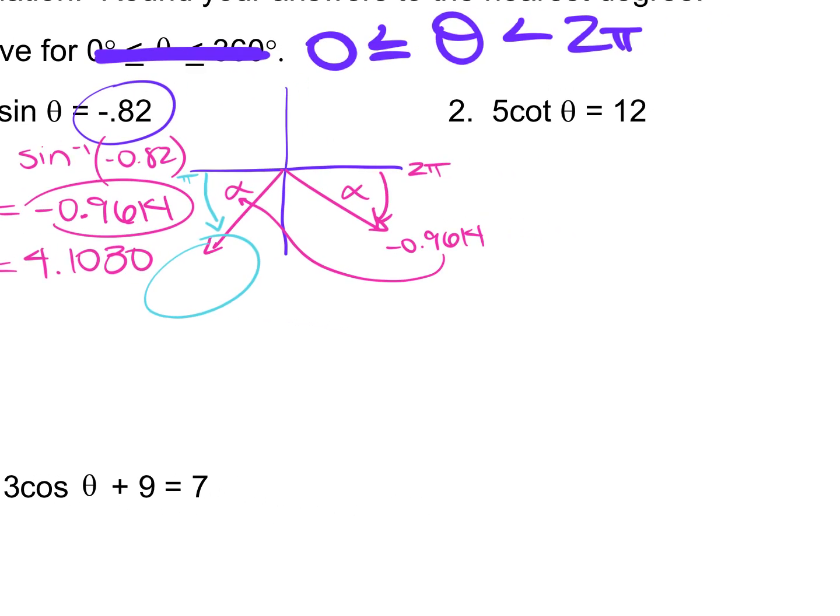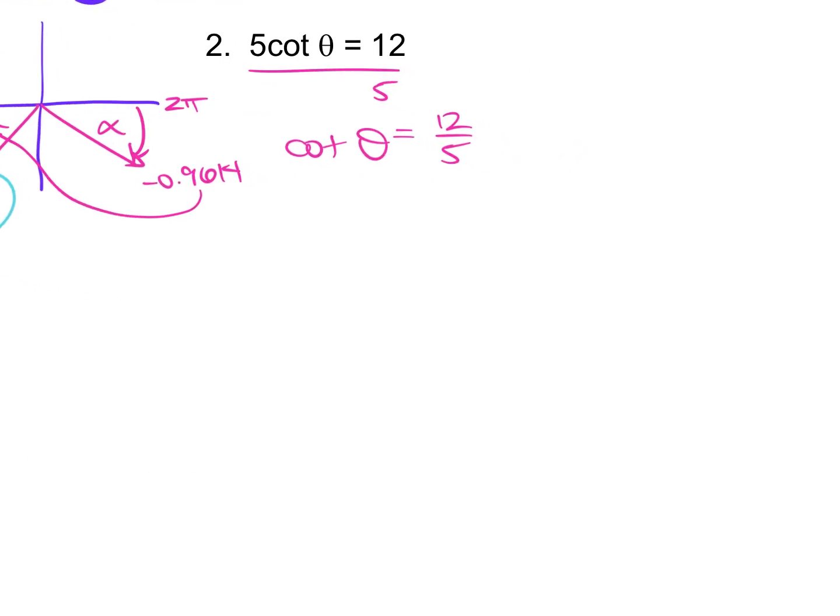So in question 2, I have one thing I have to do before I can type anything into my calculator. What is it? Divide by 5. So if I divide by 5, I get cotangent is equal to 12 over 5. So now let's make that 2 things I have to do before I type it in my calculator. Do I have an inverse cotangent button? I do not. Therefore, what must I switch this into? Tangent. If cotangent is that, tangent is 5 over 12.